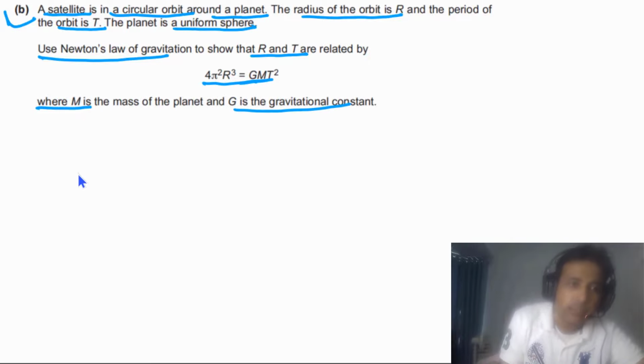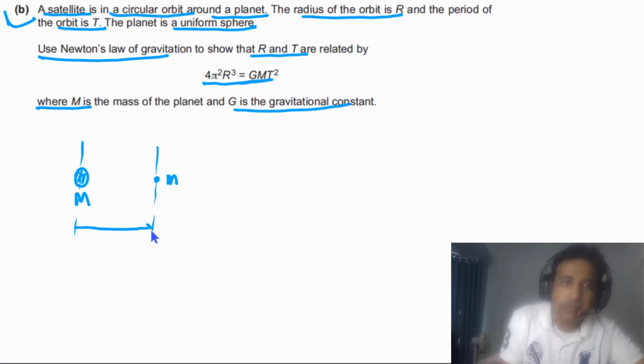So first of all, we can sketch. In this case, we can imagine this one is the planet, the mass of this one is capital M, and we can also imagine a satellite, and the mass of the satellite is small m. And it is given to us that this orbital radius is equal to capital R.